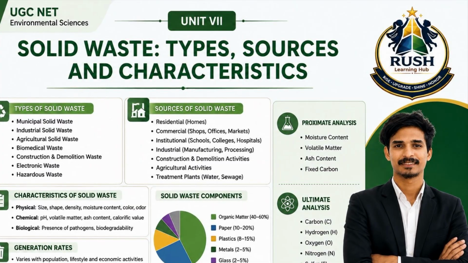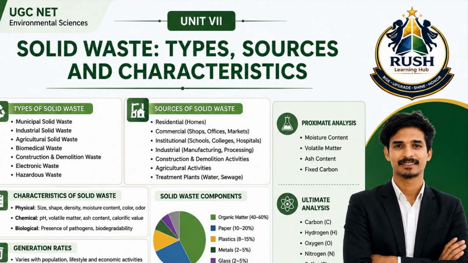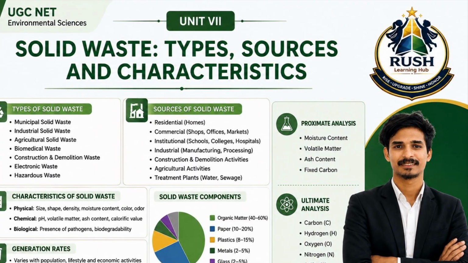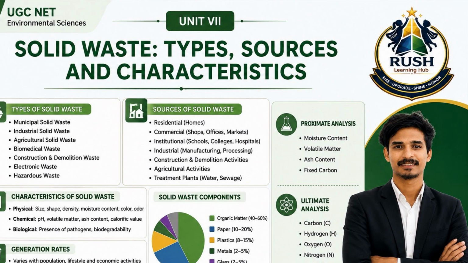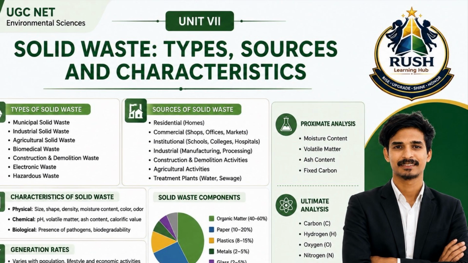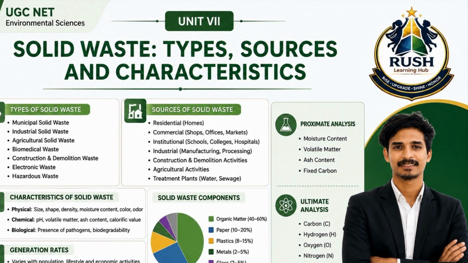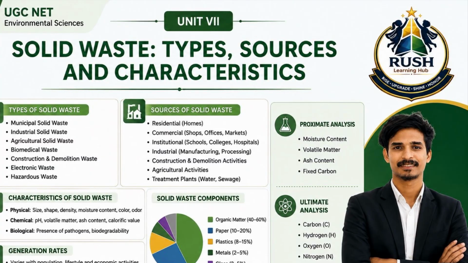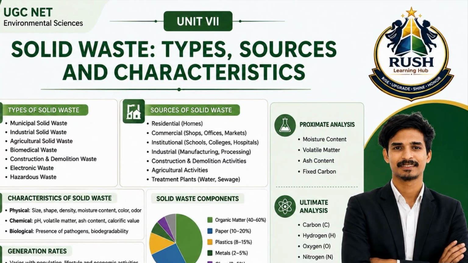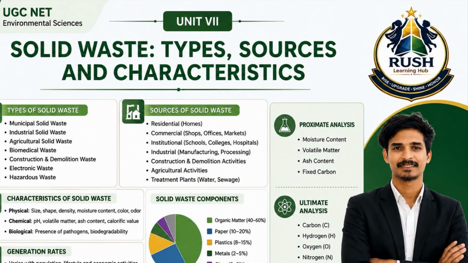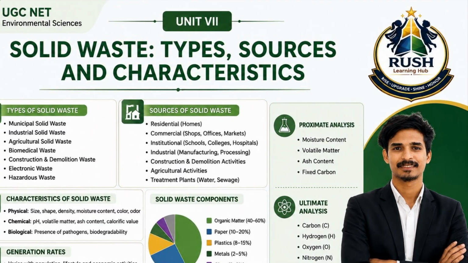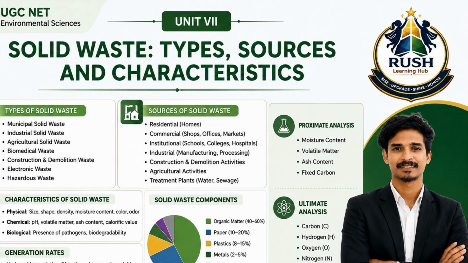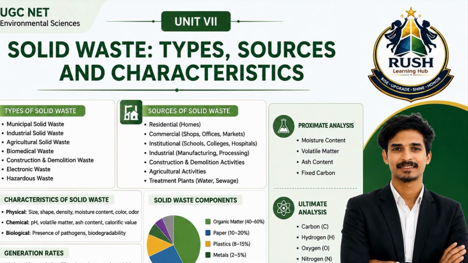The second type is industrial solid waste. This waste is generated during industrial manufacturing and processing activities. Examples include fly ash from thermal power plants, slag from steel industries, chemical sludge, scrap metals, packaging materials, and manufacturing residues. Some industrial wastes are non-hazardous, while others are hazardous because they contain toxic chemicals.